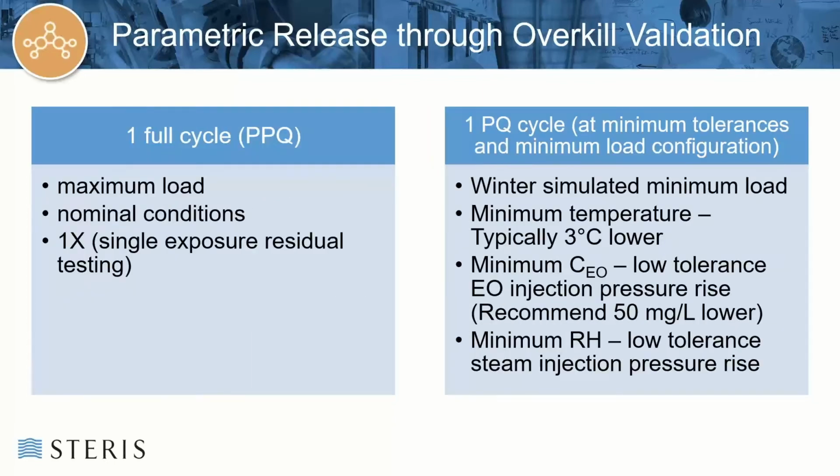Moving through to your full cycle, you would validate this on a maximum load at nominal conditions, and you could carry out your residual testing on this. Additional cycle over here is if you have load variability to qualify your minimum load. And this would take the same approach as with your 3 PQ cycles at a maximum load.